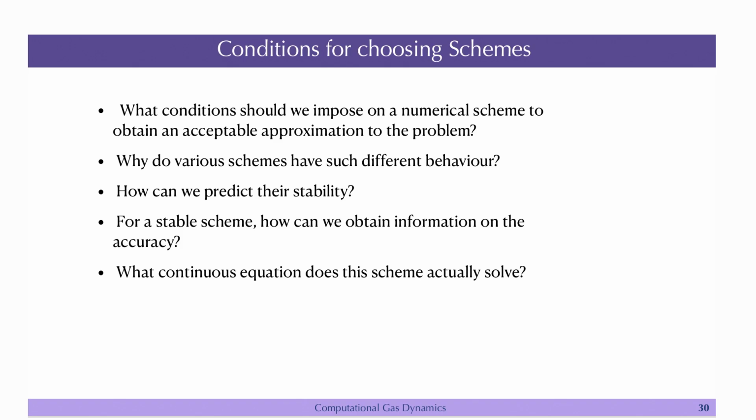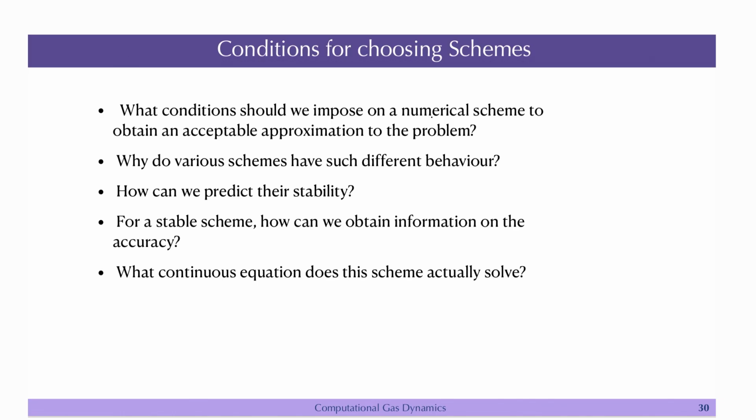Implicit, explicit, FTCS, FTBS, and we saw that some schemes are good for convection, some schemes are good for diffusion. So now the natural question that comes to our mind is what kind of conditions we should impose on a numerical scheme to obtain an acceptable approximation to the problem. Of course, we have conditions like stability. That is one part.